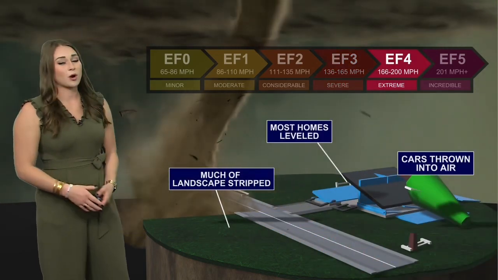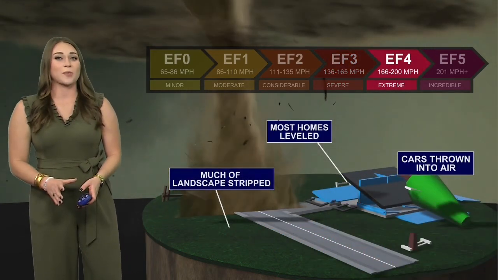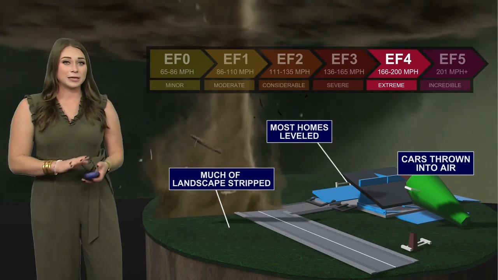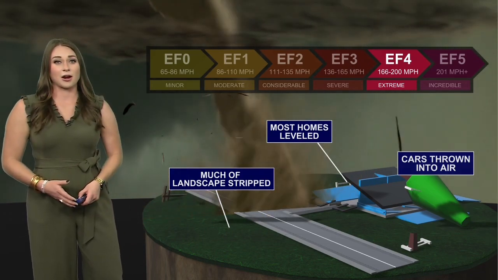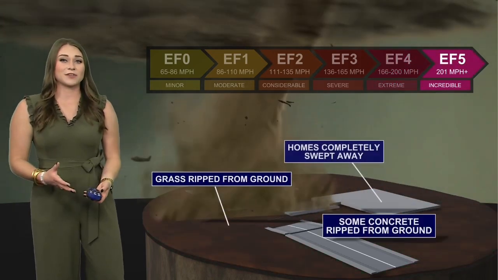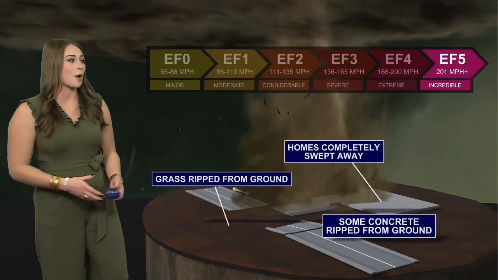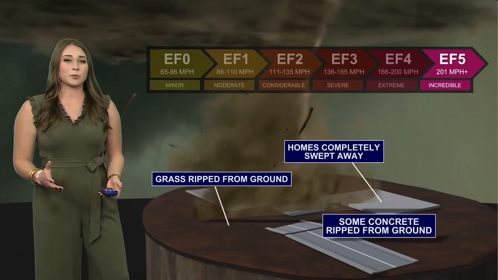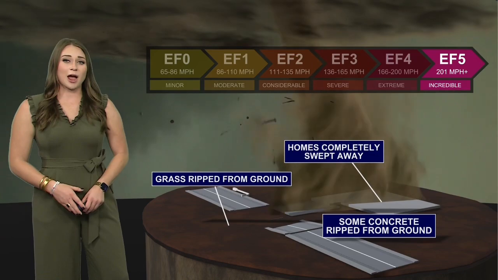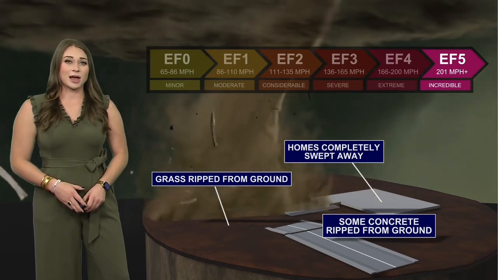Next is an EF4 at 166 to 200 miles an hour. Most homes can be completely leveled, much of the landscape stripped, and cars thrown into the air. Now the highest and last classification is an EF5 tornado, 201 plus miles per hour. Homes are completely swept away, grass ripped from the ground, and some concrete ripped from the ground as well.